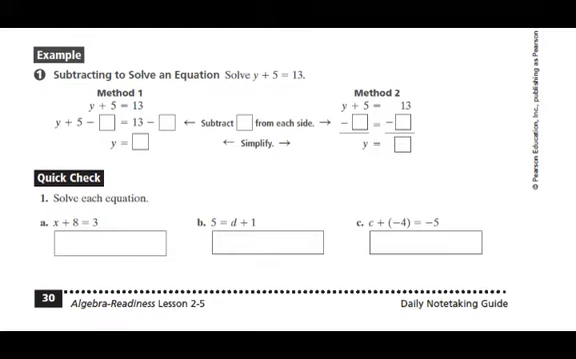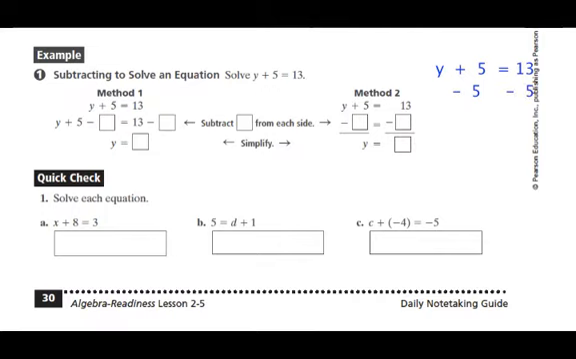So let's start with number 1, y plus 5 equals 13. To solve an equation, start by locating the variable. In this particular problem, our variable is y. We want to get y all by itself, so we have to undo what's happening to it. What's happening to it is we're adding 5. To undo adding 5, we're going to subtract 5. If we subtract 5 from the left-hand side of the equation, we must subtract it from the right-hand side.